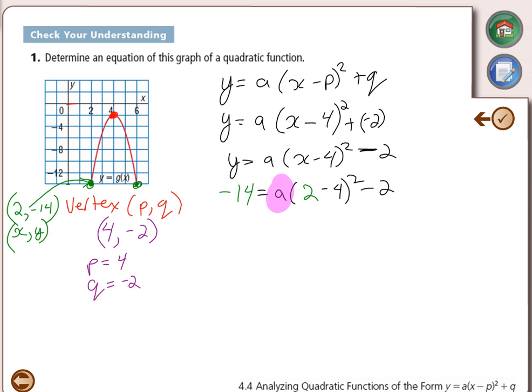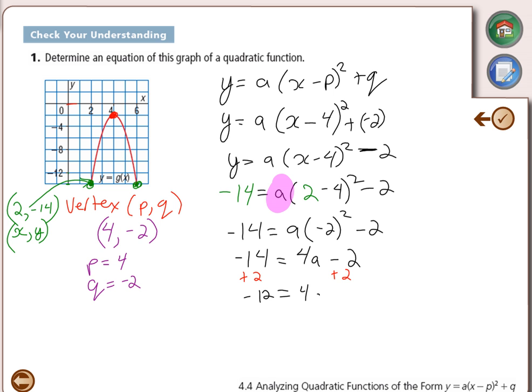I can do my algebra and solve for a. Let's do it. So negative 14 equals a bracket 2 minus 4. That's negative 2 squared minus 2. Negative 14 equals negative 2 squared is positive 4. So 4a minus 2. Now all I'm going to do, add my 2. That gives me negative 12 equals 4a. Divide by 4. That tells me that a is equal to negative 3.